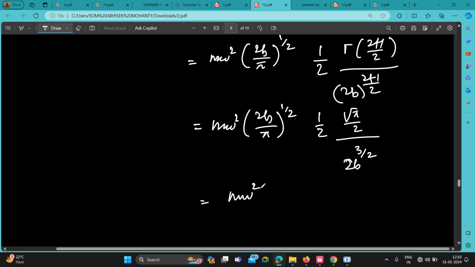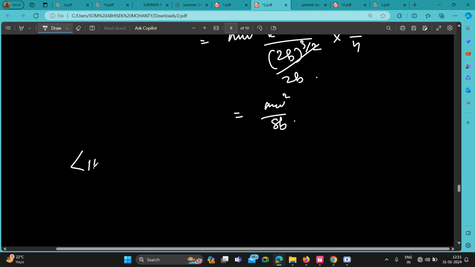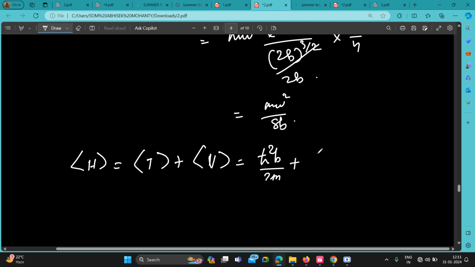mω² times √π gone, (2b)^(1/2) over (2b)^(3/2). This is 1/4, this is 2b. So mω²/8b. Okay, so your total energy, the Hamiltonian, is the kinetic energy plus the potential energy, that is ħ²b/2m plus mω²/8b.